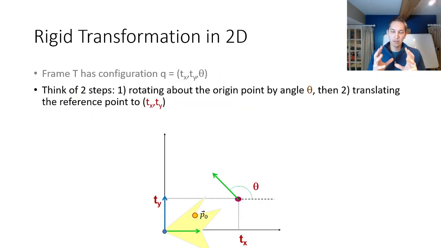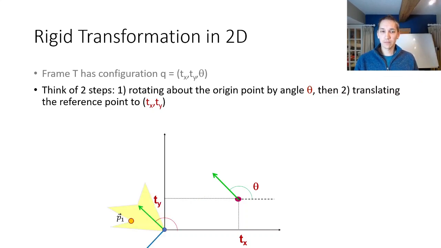So we're going to take the robot and its original reference frame. We're going to align that to the world coordinate system. And then we're going to first rotate the robot about the origin point by the angle theta. Then we're going to translate the reference point to tx, ty. So thinking about this point and its original coordinates p0, it's first going to be rotated to some new coordinates p1. We'll talk about how to get to these coordinates in just a bit.